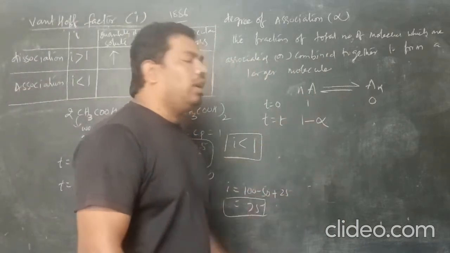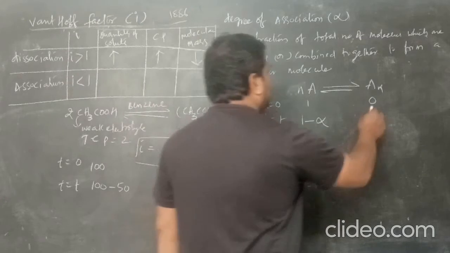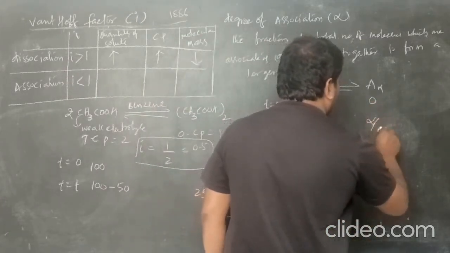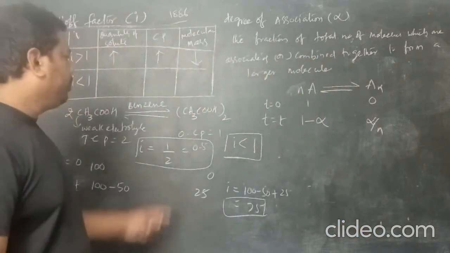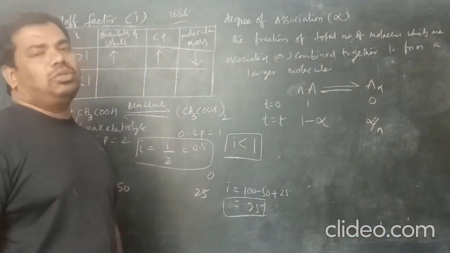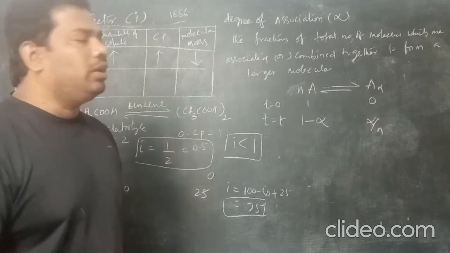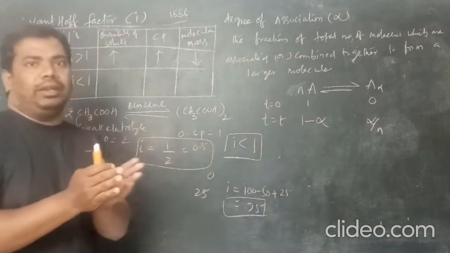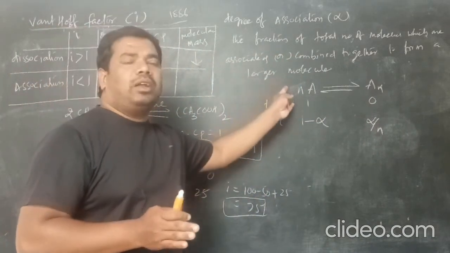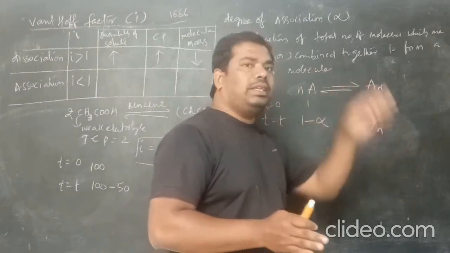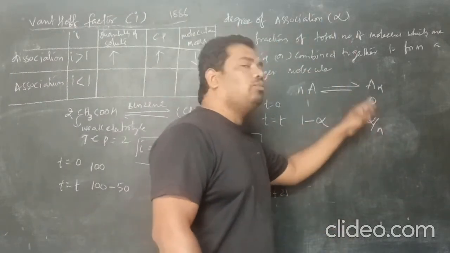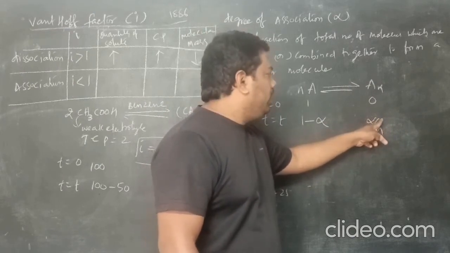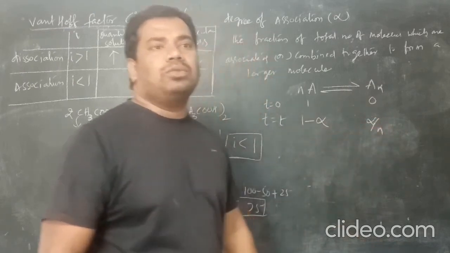So that is 1 minus alpha. So the change in the product degree of association, that is alpha by n. So that is like 1 by 2. i is equal to observed colligative property upon theoretical colligative property. Here the number of molecules are associating, so the number of molecules on the reactant side and the product side decreases. So that's why that becomes 1 by n. Therefore the degree of association alpha is multiplied by 1 by n, that becomes alpha by n.